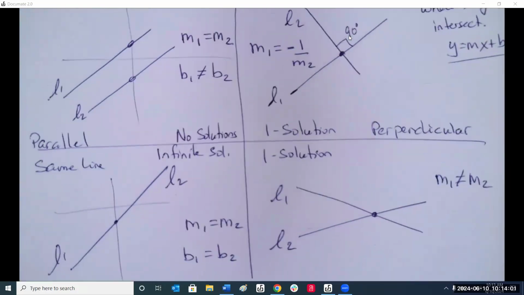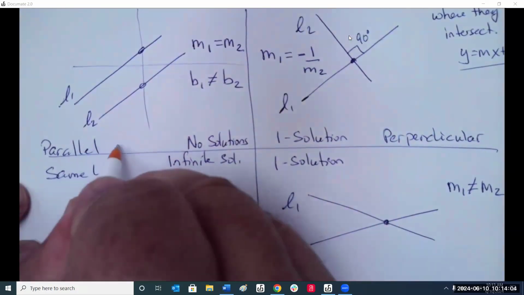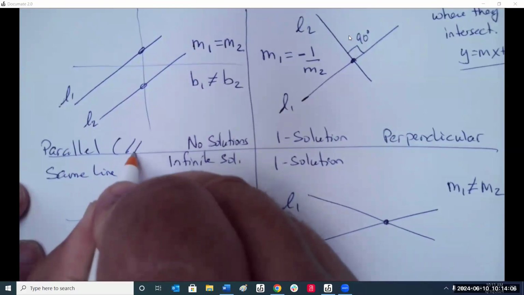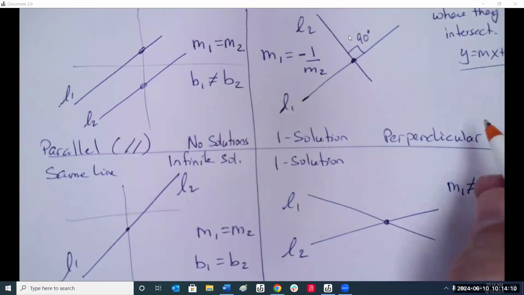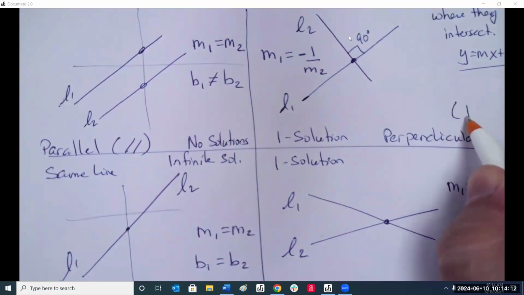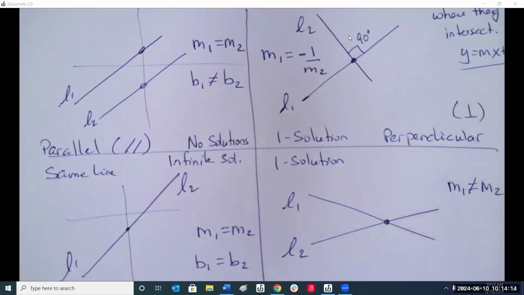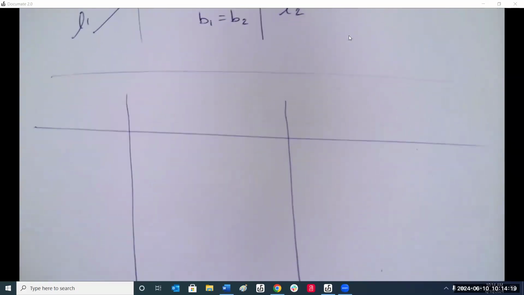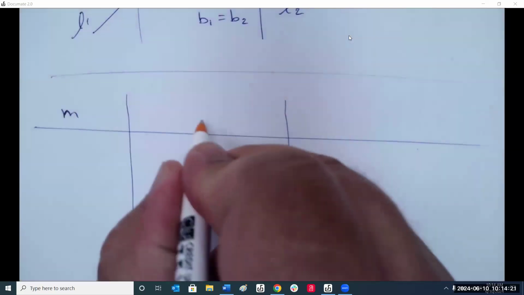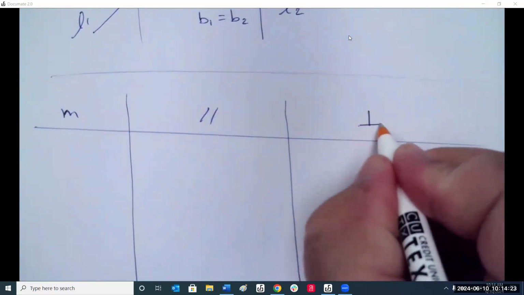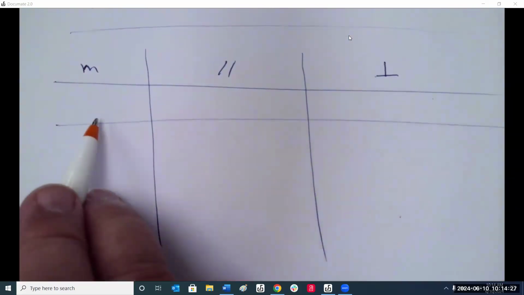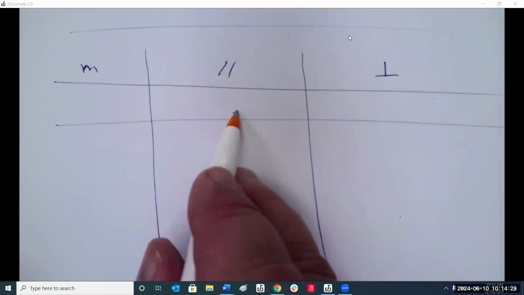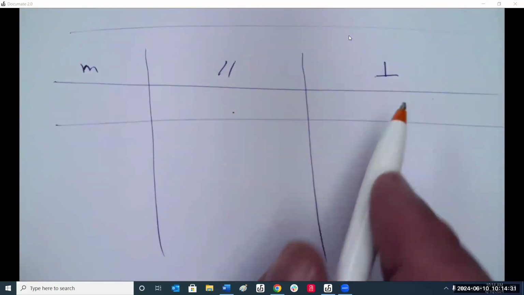Oh, we also have symbols. Instead of writing out parallel, we just write two short lines like that. And instead of writing perpendicular, we put an upside down T. That means perpendicular. I'm going to give you a slope. You give me the slope of the line parallel and the slope of the line perpendicular.